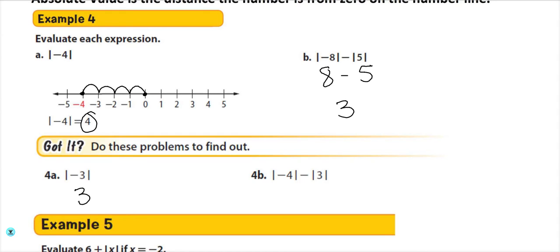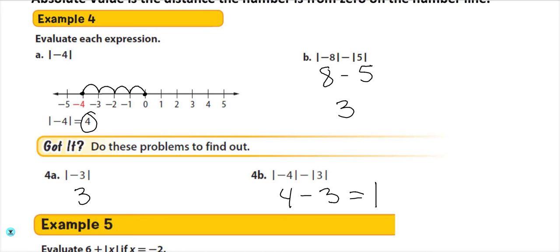If I have the absolute value of -4 minus the absolute value of 3, it's going to take me 4 jumps, minus, and that's going to take me 3 jumps, which together then would be 1 jump. All right, and that's it.